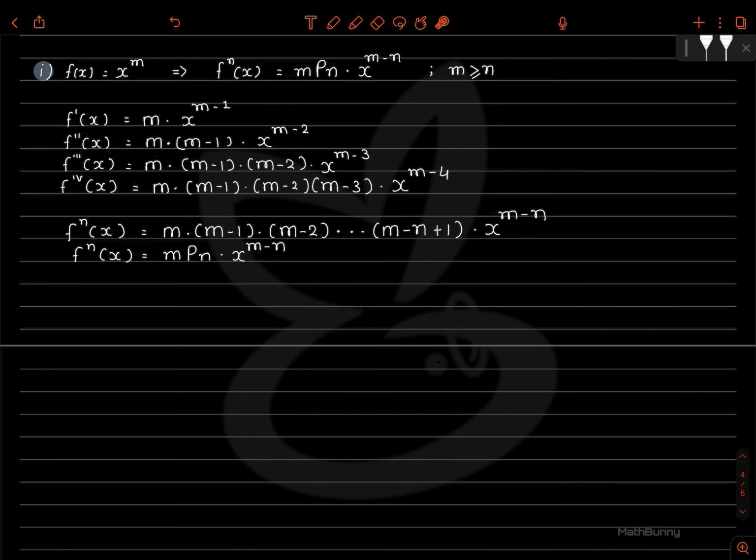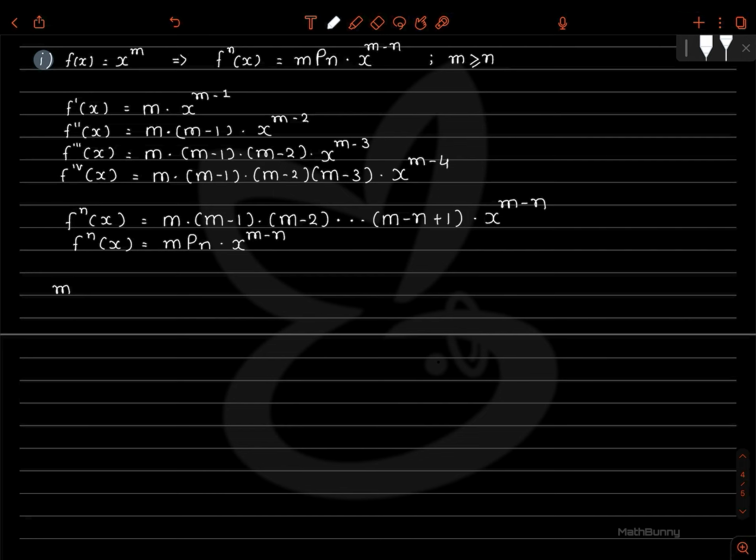But here we can see there is a condition. m has to be greater than or equal to n. Only in that case is this formula applicable. Why is that so? Let's take m less than n. Suppose f of x is equal to x square, where 2 is equal to m, and we want the sixth derivative of the function x square.